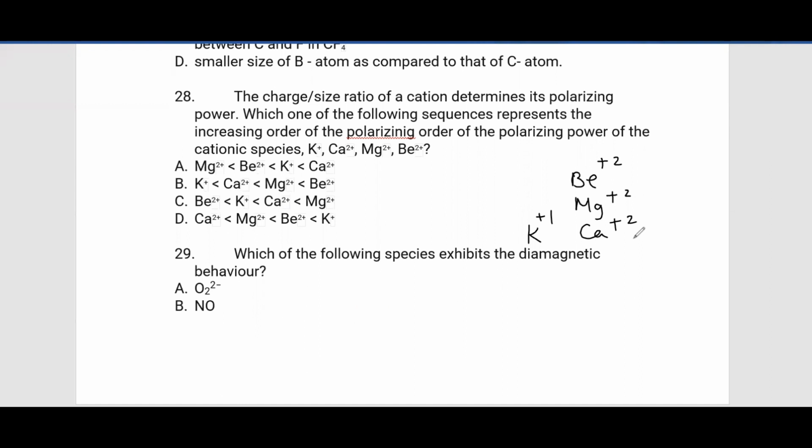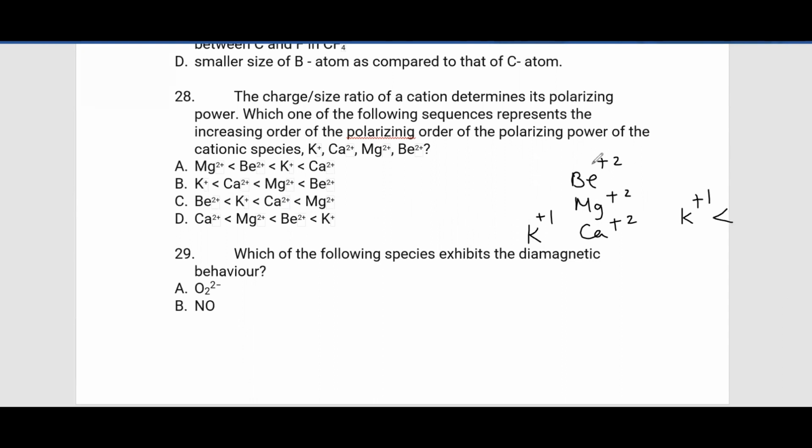Next question. The charge to size ratio of a cation determines its polarizing power. Which of the following sequences represents the increasing order of the polarizing power of the cationic species K+, Ca2+, Mg2+ and Be2+? So we know that if charge is more, then the polarizing power is more. So Be2+, Mg2+ and Ca2+, they are having more charges. So first let us write an order for this, because K+ is just only plus 1. Right? And so it will be like this.